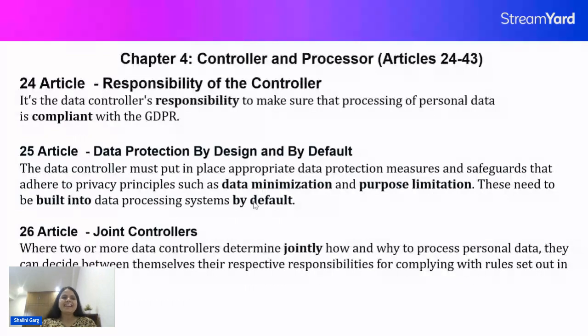All right. Moving towards Article 25, which says data protection by design and by default. What it says is that we have to make our policies, we have to design our systems in such a way that they shall be GDPR compliant. And the system should be designed in such a way that by default, all of the GDPR principles are being followed, in easy and layman terms. Now we are reading what it says.